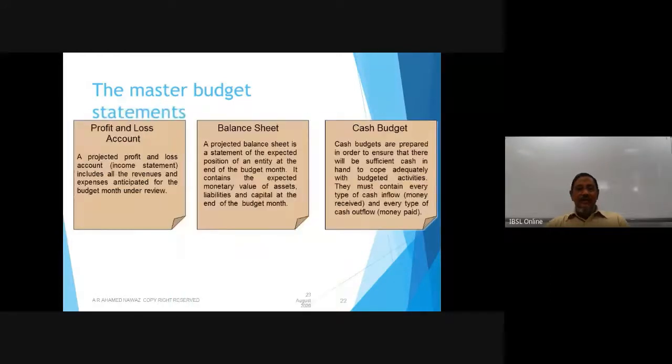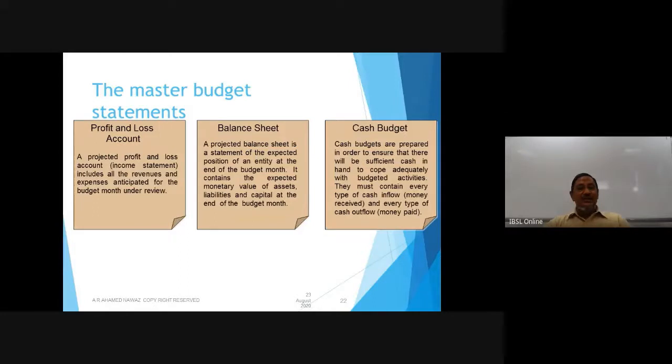We're going to break down the projected profit and loss account. The income statement includes all the revenues and expenses anticipated for the budget month under review. If you prepare a monthly budget, it has to be prepared on a monthly basis. Normally we do a quarterly basis. Monthly is difficult, therefore we go for quarterly.